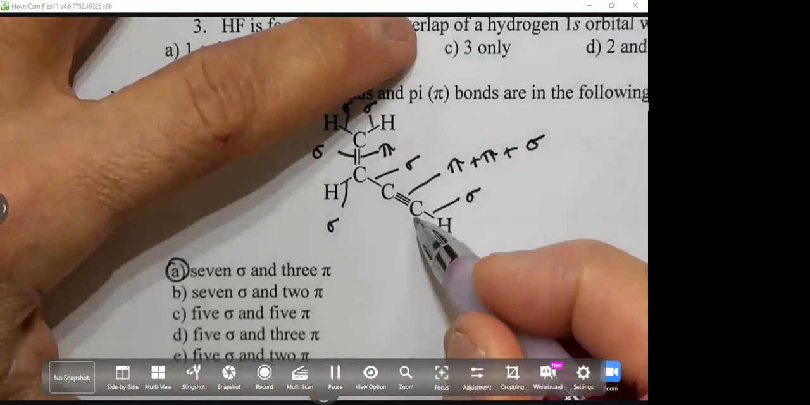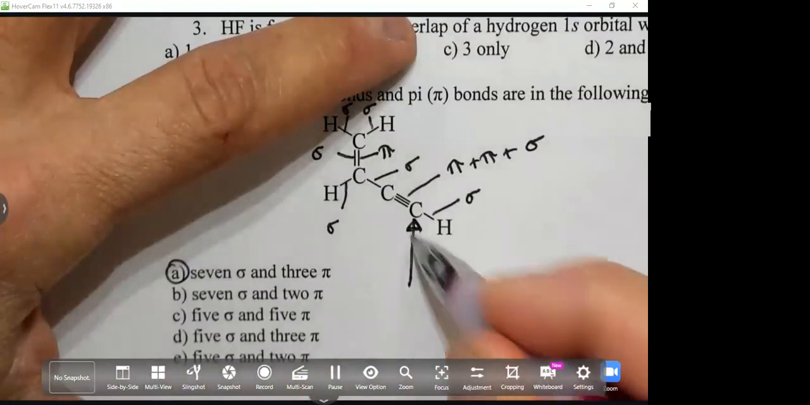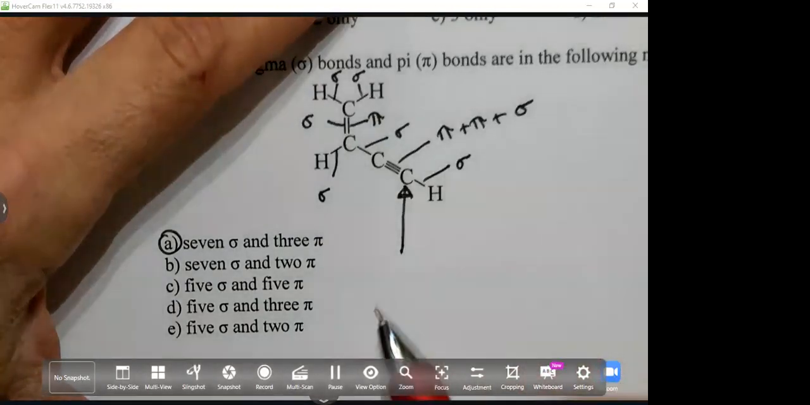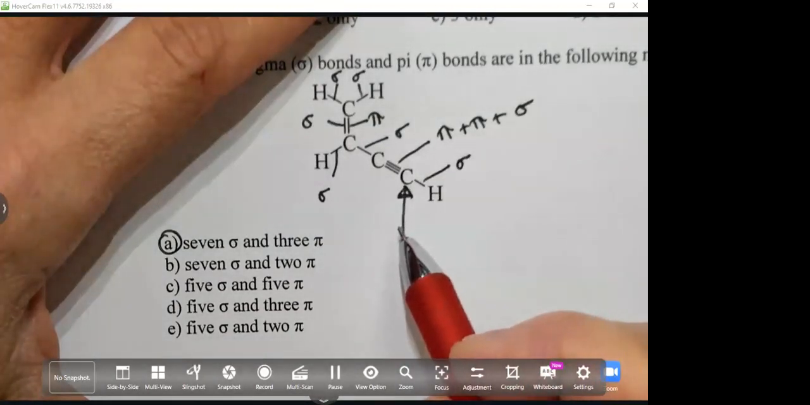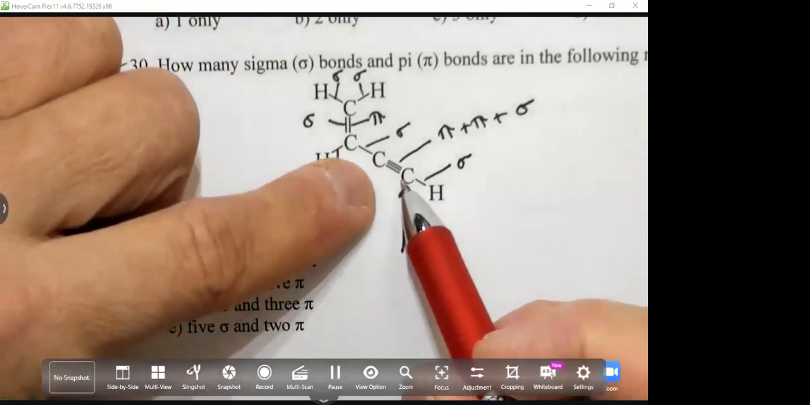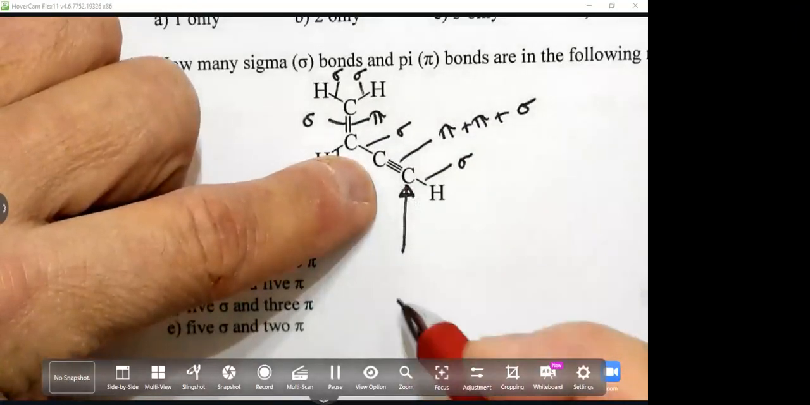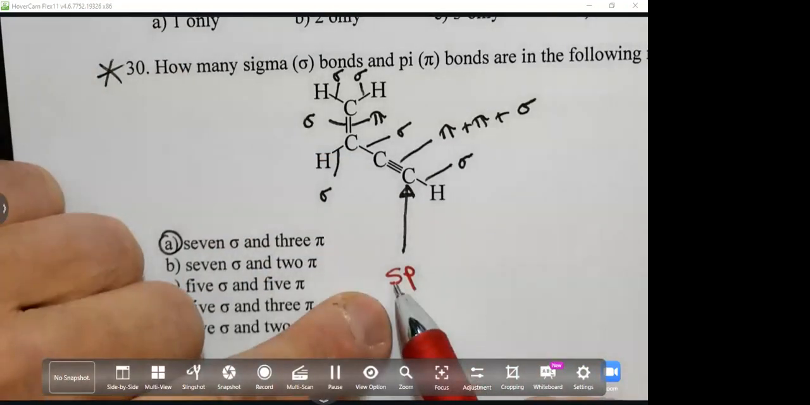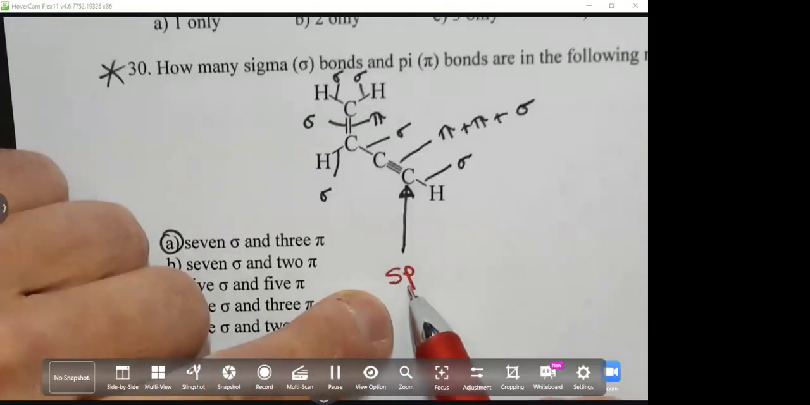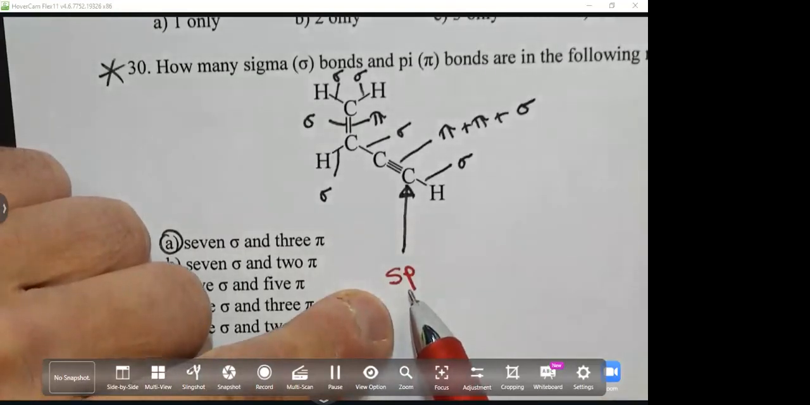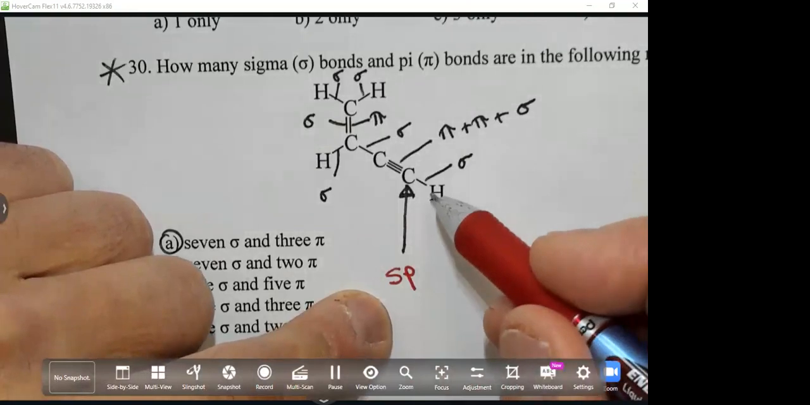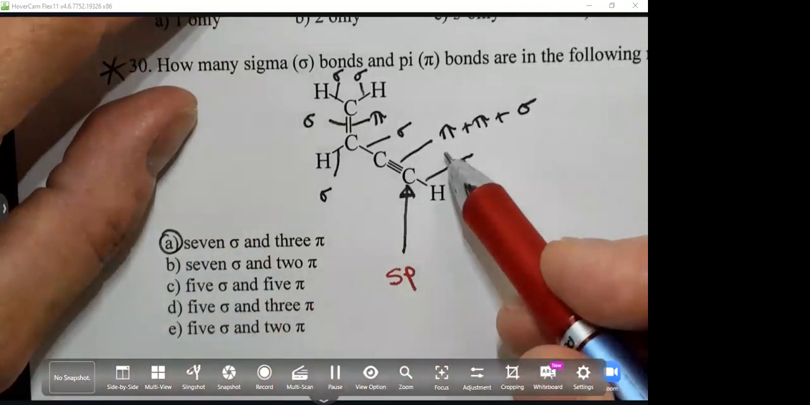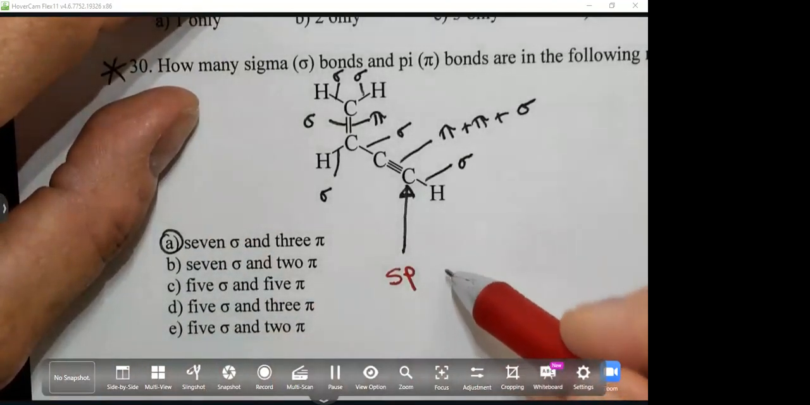Let's take this carbon right here. What is the hybridization of that carbon? What is the hybridization of this carbon? It has 2 pi bonds, correct? If it has 2 pi bonds, it's sp. This gives it the 2 sigma bonds, an s and a p, right? Sigma bond is the overlap of s and p here. 2 pi bonds are 2 regular p orbitals left over.